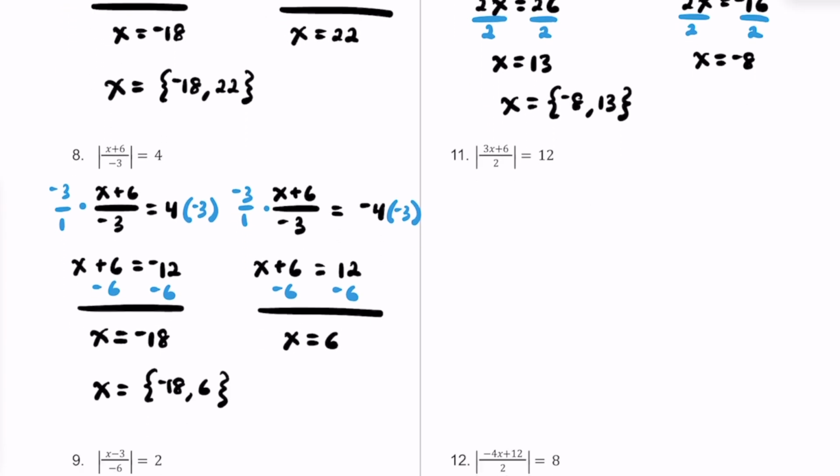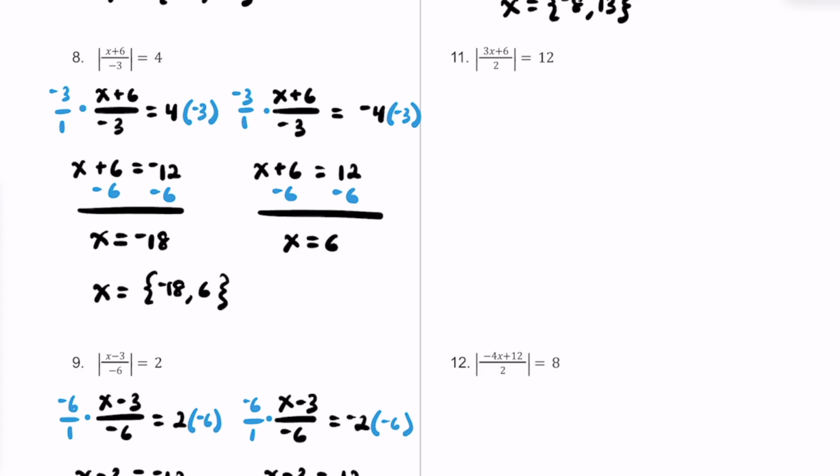All right, for number 11, this one is actually pretty similar to number 10. It looks like we have another coefficient for x, so notice it should take another step as well. So let's say we have this 3x plus 6 over 2. Let's see when that's equal to 12. And we have this 3x plus 6 over 2. Let's see when that's equal to negative 12.